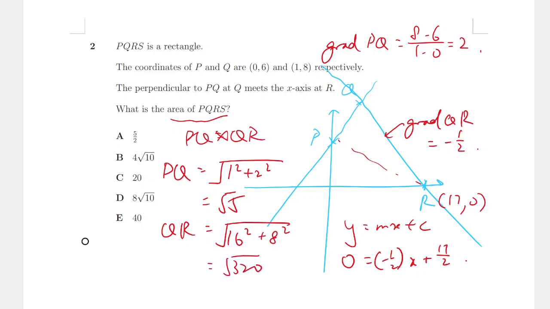So what is 320? Let me have a think. 320 is 64 times 5. So that's 8 times root 5. Very good. Okay, my 5s look like square roots. So yeah, 8 root 5. Good. Okay, so PQ times QR, yeah? So 8 root 5 times root 5, that gives me 40.